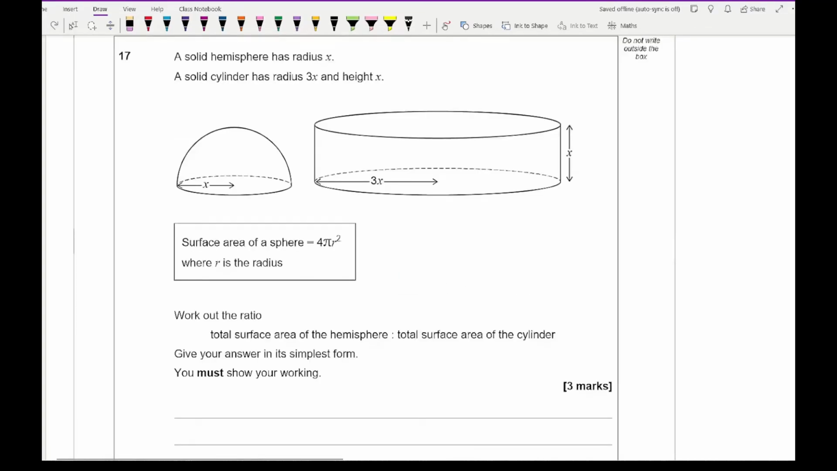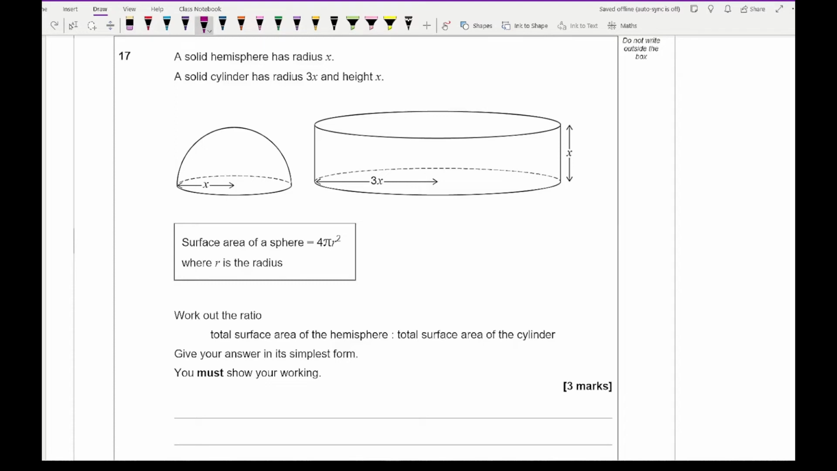So moving on to question 17, it says that a solid hemisphere has a radius of x. The solid cylinder has a radius of 3x and a height of x. The surface area of a sphere is 4 pi r squared, where the radius is r. And the question is asking us to work out the ratio of the total surface area of the hemisphere to the total surface area of the cylinder. Give your answer in its simplest form.